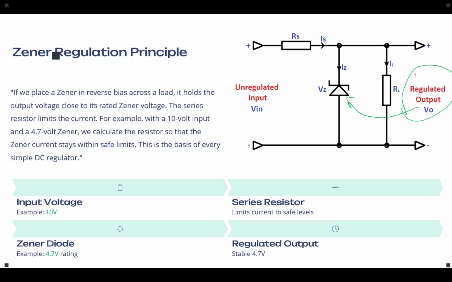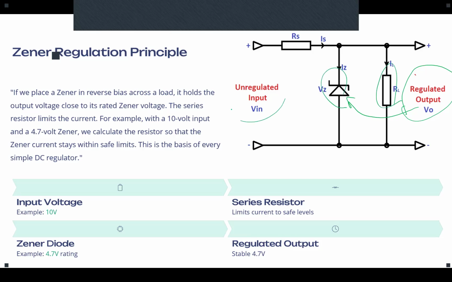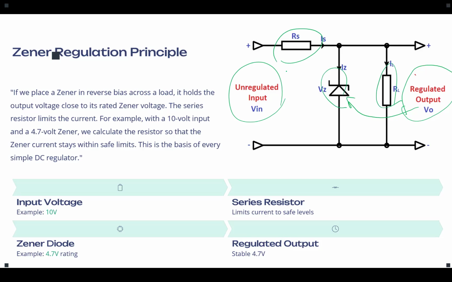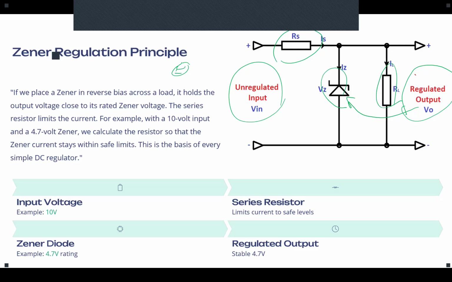Now, this is my output, this is my load, this is the Zener that we talked about, and this is the unregulated voltage. What is this one? You don't have the internal details of the source. Normally, if you have a function generator or any DC source, you have a DC voltage plus like 50 ohm of resistance here. I'm not considering that because we don't know what type of source you are going to use and connect to this voltage.